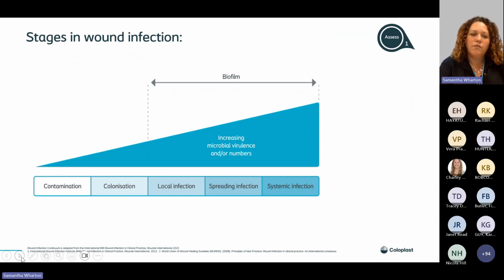Now we're looking at the stages in wound infection. So this is the International Wound Infection Institute continuum. Starting on the far, sorry, I've got to get my left and right. Left, we're looking at contamination. Then we move along to colonization, then local infection, spreading infection, and systemic infection. So you can see as you go along the continuum, there's an increase in that microbial virulence and the numbers of the microbes, and they're proliferating and causing more and more of a response. And above that, you've got this biofilm that sits between local infection and systemic infection.